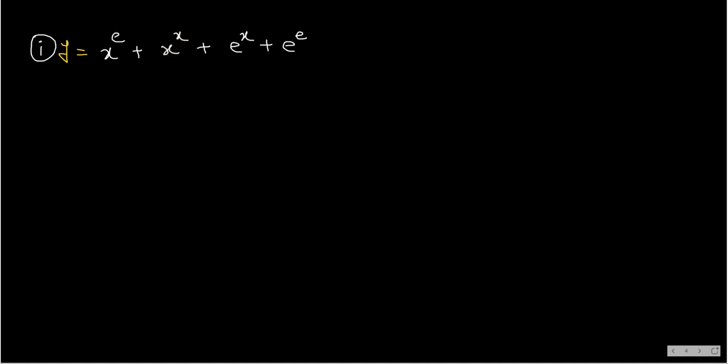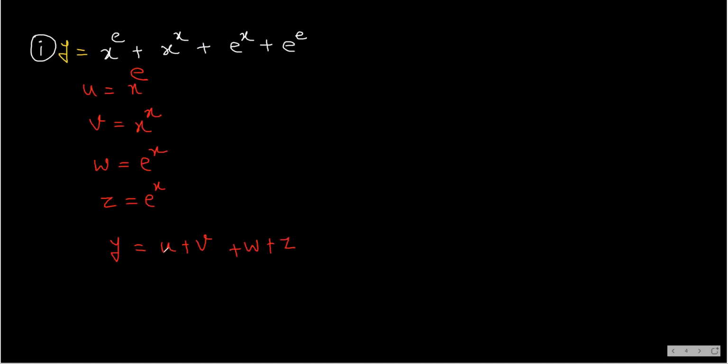Further, I cannot take log on both sides because I have a plus sign in between. So what I can do is write this as u, v, w, and z. u equals x raised to e, v equals x raised to x, w equals e raised to x, and z equals e raised to e. So y will become u plus v plus w plus z.